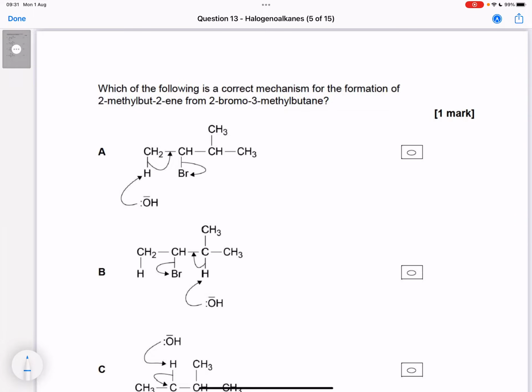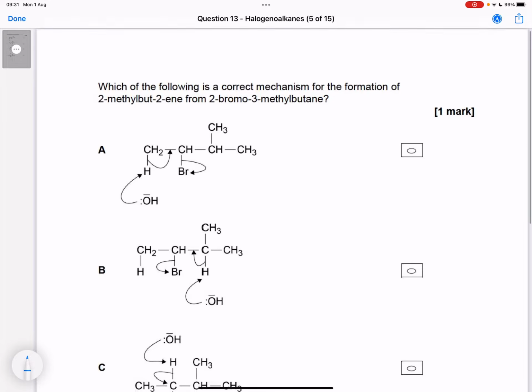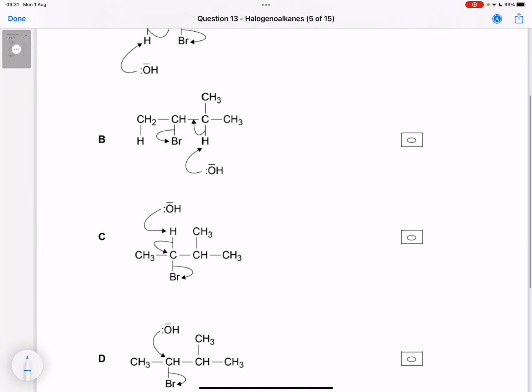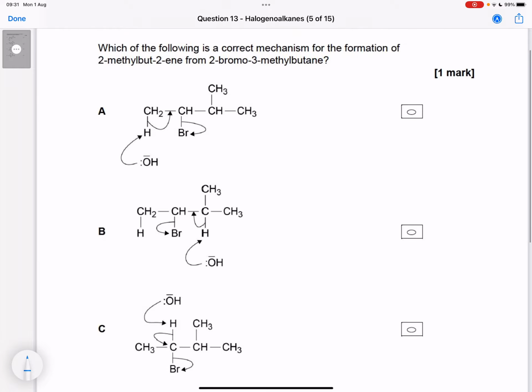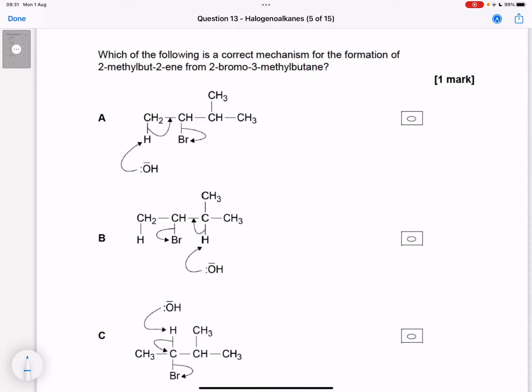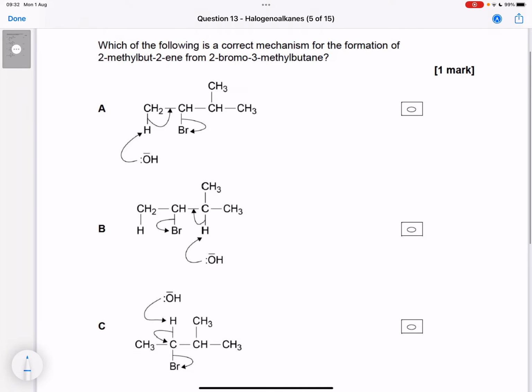So this question asks us about a mechanism and to say which one of the following is the correct mechanism. So we're doing a mechanism from a halogenoalkane. The first thing I would double check is that actually all of these are 2-bromo-3-methylbutane, and the main organic compound is the same, therefore they're not trying to catch us out with that. It's all about the curly arrows. So we're trying to form but-2-ene, so that's important to pay attention to as well.